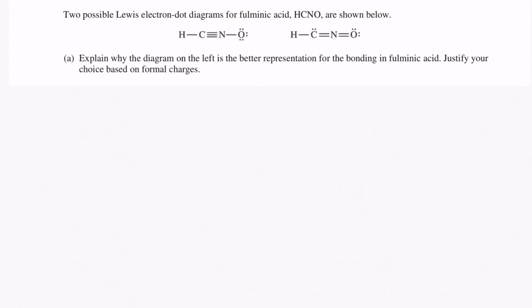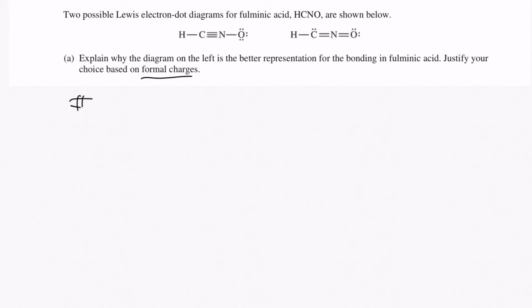Hi, I'm going to talk about 2017 second FRQ for AP Chemistry. And for part A, it asks you about the formal charge. So, what is formal charge? Formal charge of an atom in a molecule is the difference between the number of valence electrons on the free atom and the number of valence electrons assigned to the atom in the molecule. And there's an equation for that.